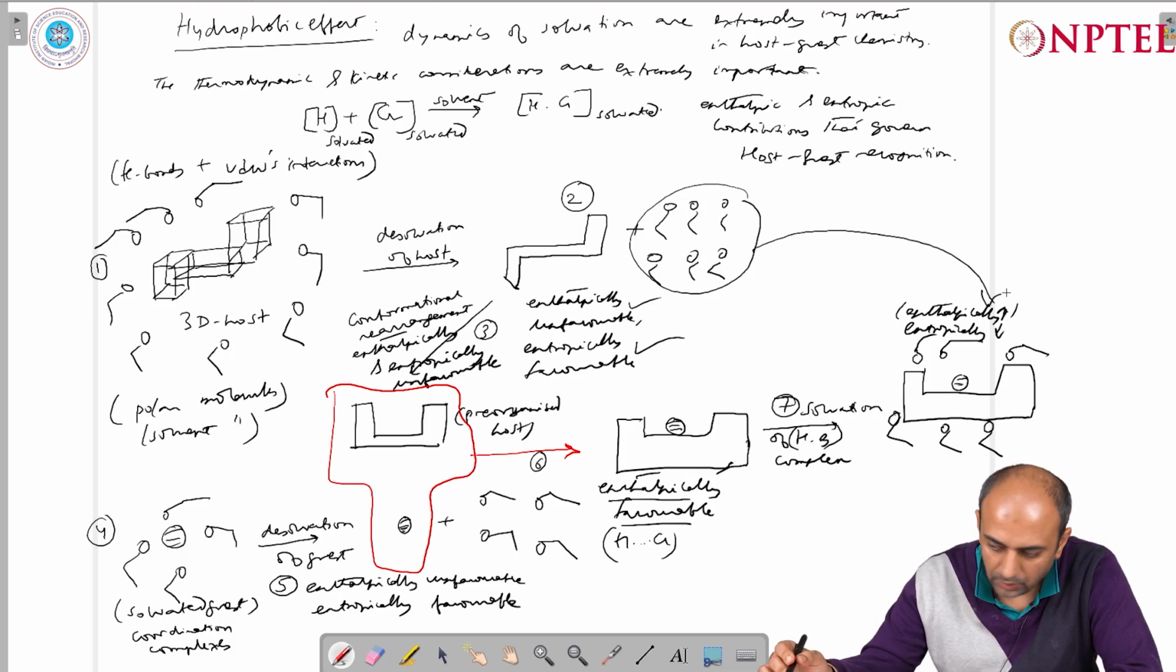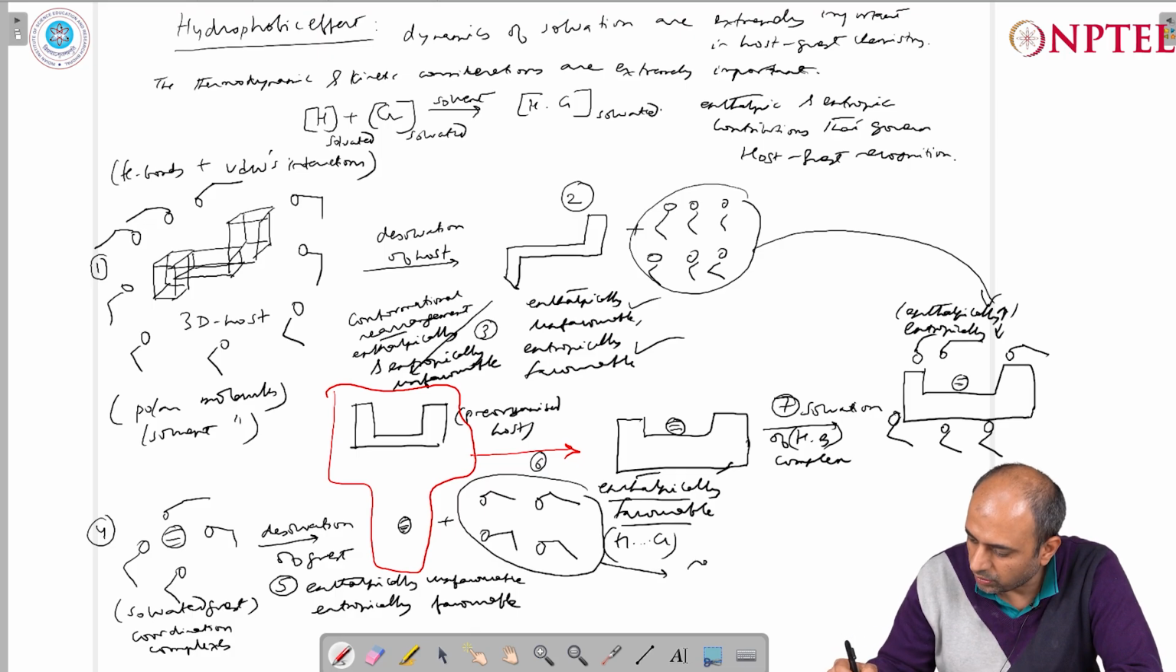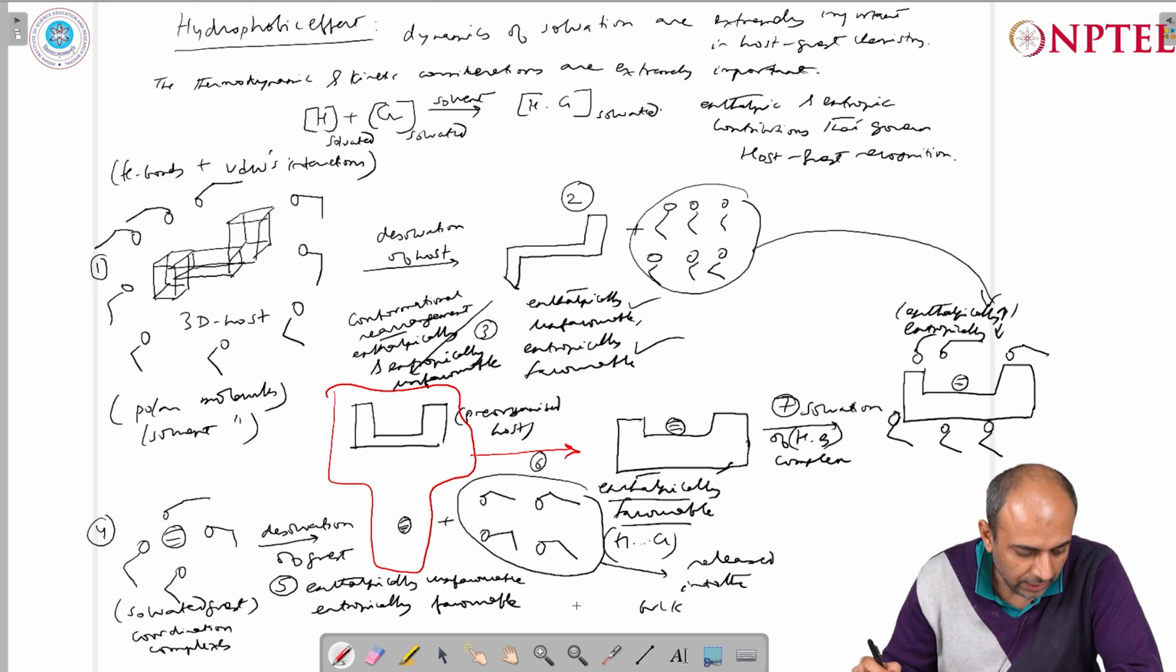And overall, at the end of the process, after we have considered the desolvation and the solvation processes, the solvation of the host-guest complex takes place. So effectively, at the end of all these processes, this amount of solvent is still released into the bulk, and therefore this results in a favorable increase in entropy.